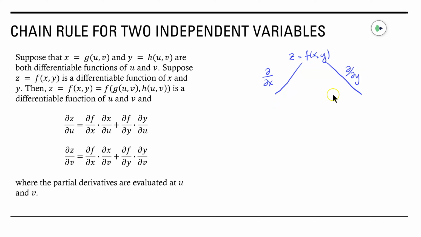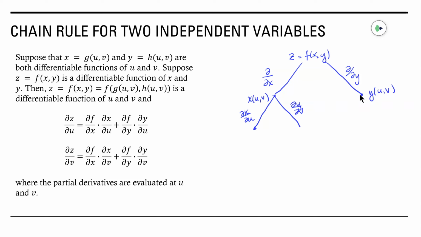But then I arrive at these points. I arrive at the fact that I have x as a function of u and v, and I have y as a function of u and v. So now I have to attend to what happens to x and to y. Now, since x is a function of two variables, it has two partial derivatives. It has a partial of x with respect to u, and it has a partial of x with respect to v.